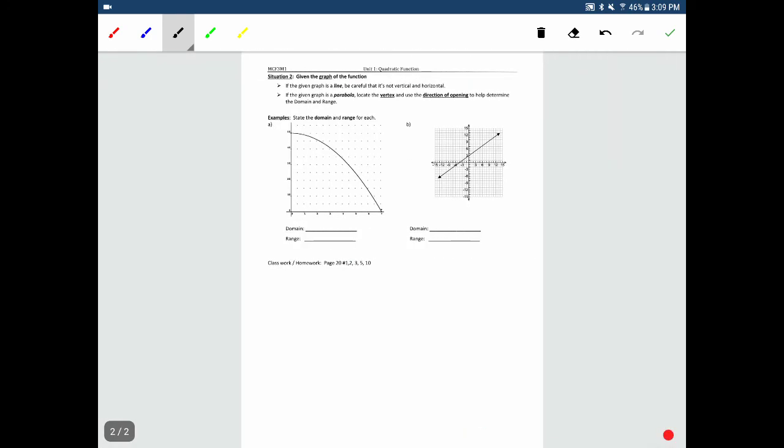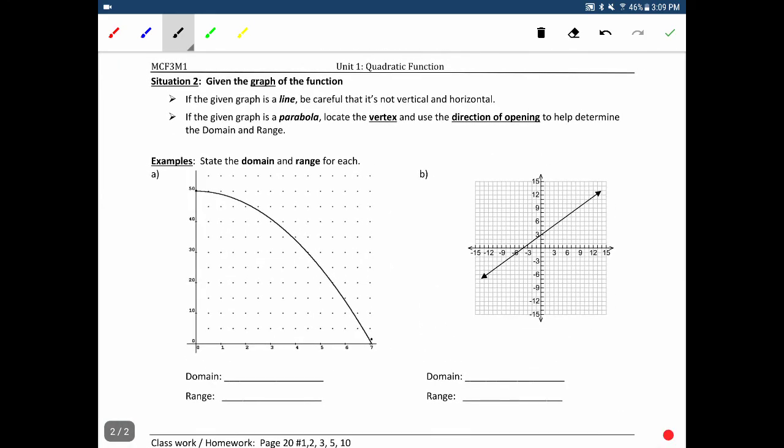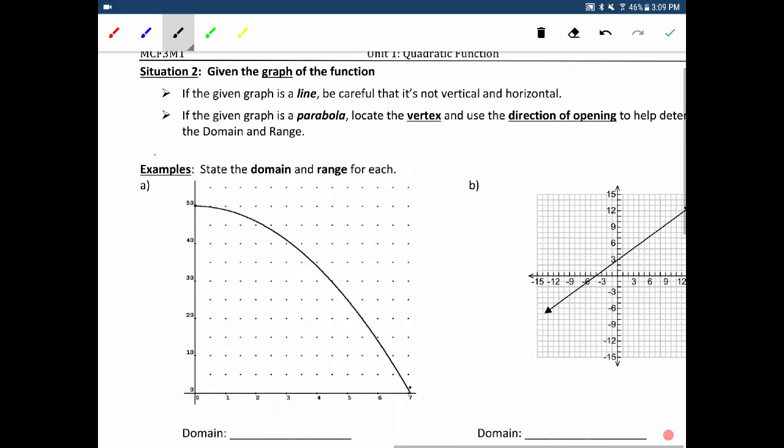So let's jump over here. Let's take a look at some other ones. Okay, so we're going to do another one. This is where we look at the graph of the function. So we're going to look at the graph and come up with it. So first of all, if the graph is a line, be careful that it's not horizontal or vertical, because of course those were our two exceptions to if it's linear.